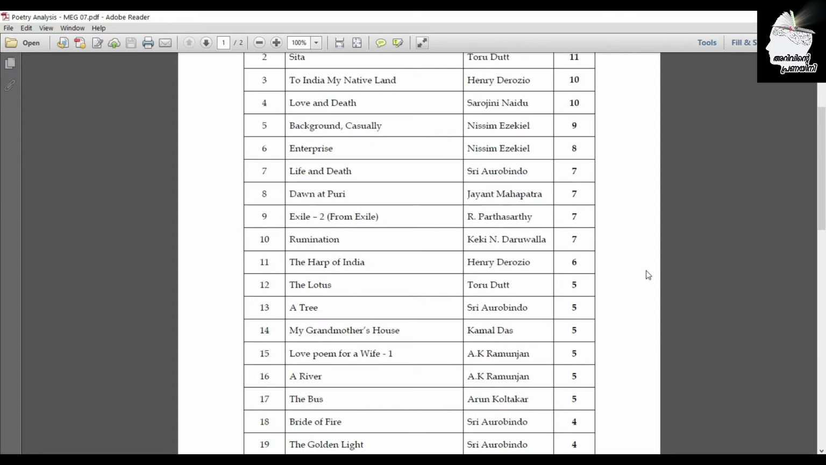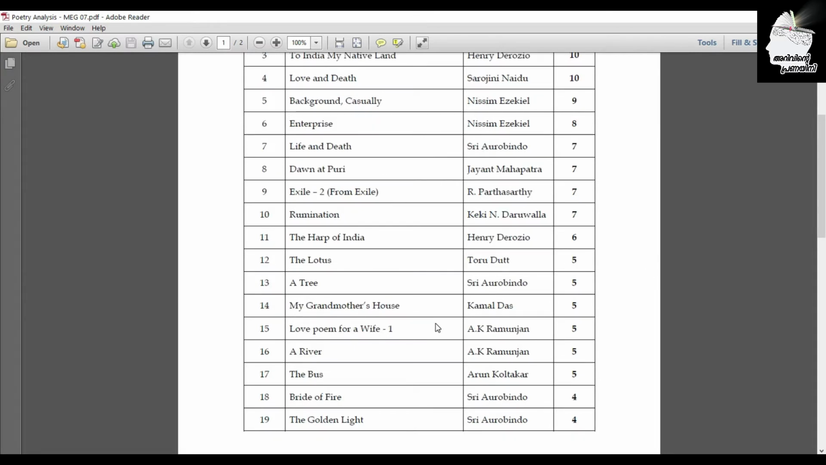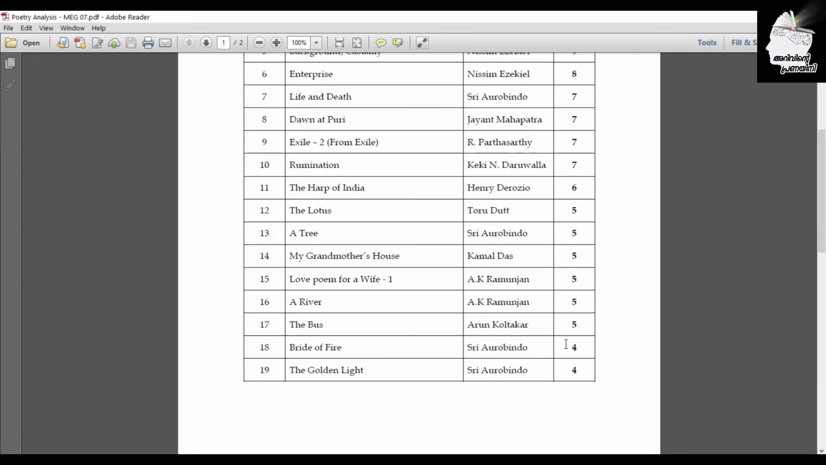Then The Harp of India, Henry Derozio's poem, 6 times. Then Toru Dutt's poem The Lotus, 5 times. Then A Tree, Sri Aurobindo's poem, 5 times. My Grandmother's House, Kamala Das's poem, 5 times. Love Poem for a Wife 1, A.K. Ramanujan, 5 times. A River, A.K. Ramanujan, 5 times. The Bus, Arun Kolatkar, 5 times.